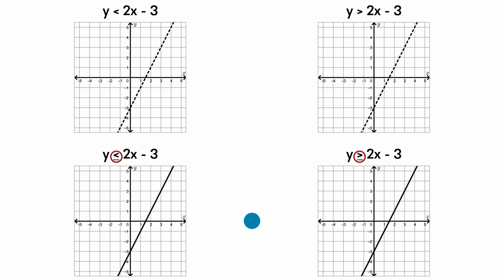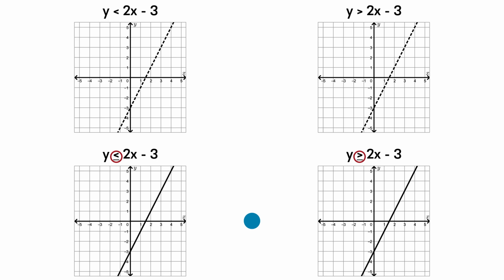Here's a standard form inequality. 3x minus 4y is less than 12. Let's quickly convert this to slope-intercept form to show where the reversing happens. We can begin by subtracting 3x from both sides to get our mx in the correct location for y equals mx plus b. Then we can divide by -4 on both sides of the inequality.